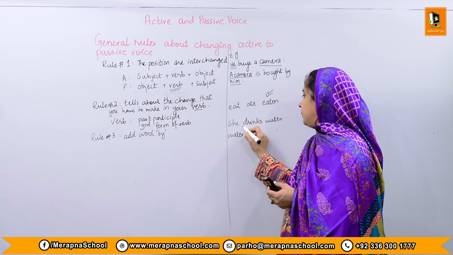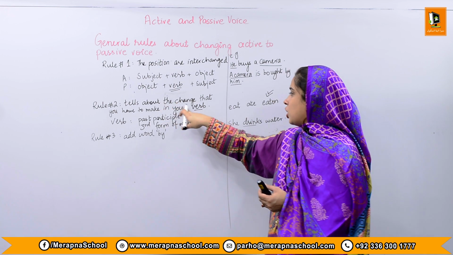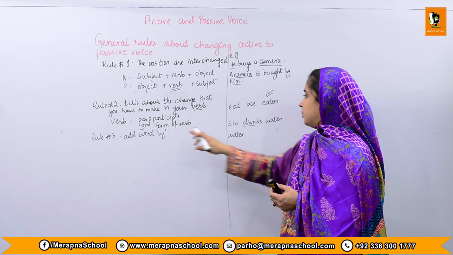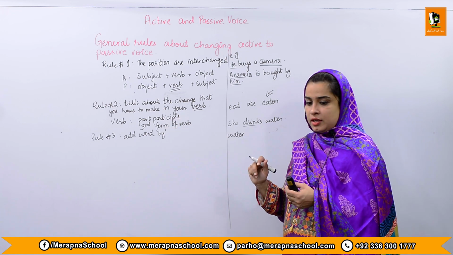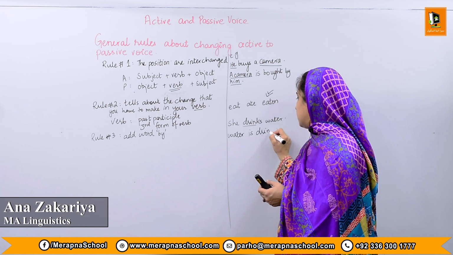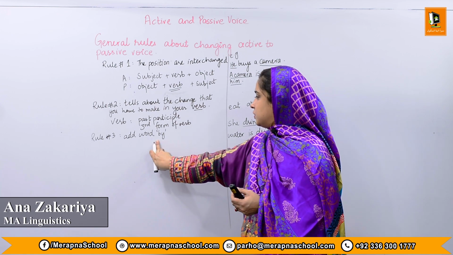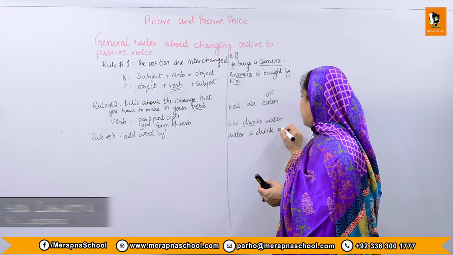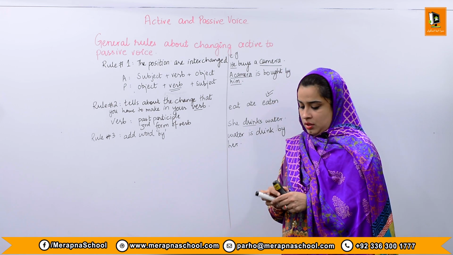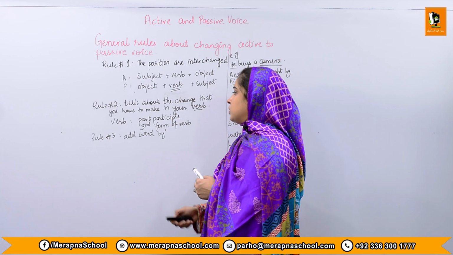Now look at the verb. See the second rule. It talks about the change in the verb. So this is in present tense. So we are going to use the third form of the verb drink. So it's: water is drunk. Now we have to add this word. This is the third rule. By her. So these are three rules that are important.